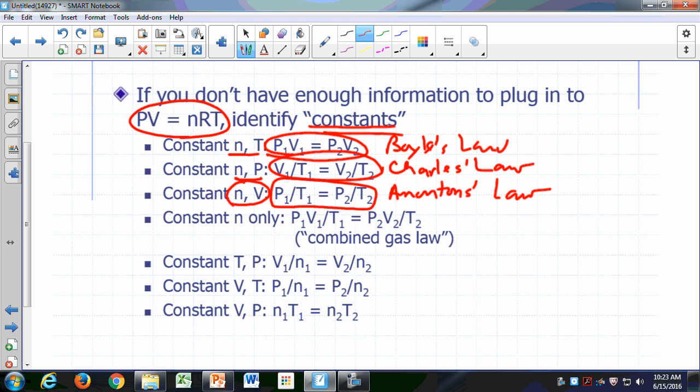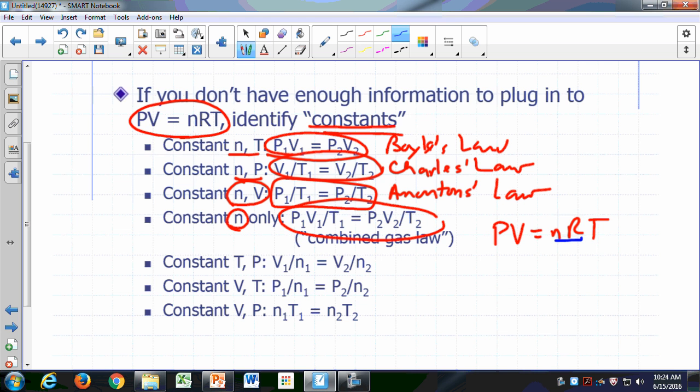Now, if based on the way the problem is worded, it appears that only the amount of gas is held constant, and pressure, volume, and temperature can actually change, then you have to use what's known as the combined gas law. Where do we get this one? PV equals nRT, so only n is constant, right?